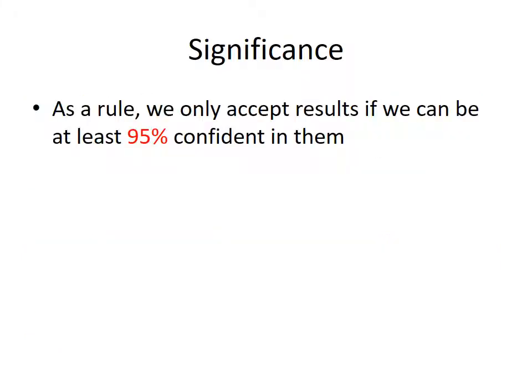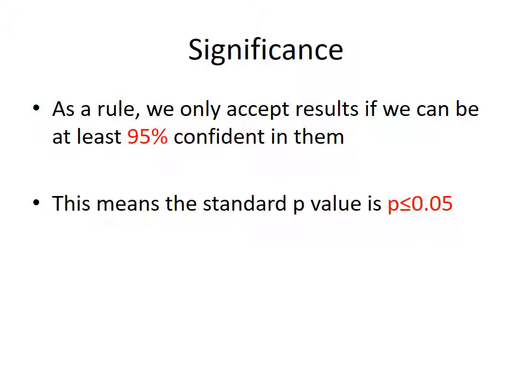Okay, so like I say, as a rule, we're only accepting results if we can be at least 95% confident in them. So our standardized p-value is p equal to or less than 0.05. If in a question or in the exam they are asking you to conduct a sign test, which they can do, and they don't tell you what p-value they're using, then you can assume that they are using a p-value of equal to or less than 0.05. That is how standard it is. Okay, they're expecting you to make that assumption.